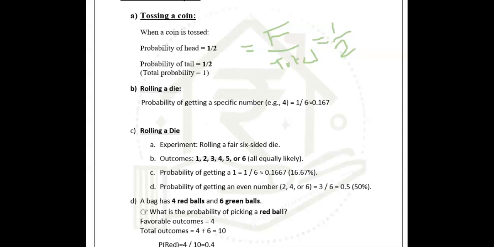In the same way, the probability of tail is also 1 by 2. And the total probability is 1 by 2 plus 1 by 2, which is equal to 1.